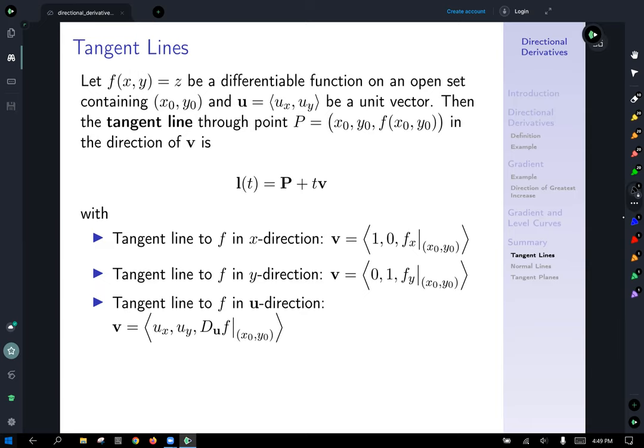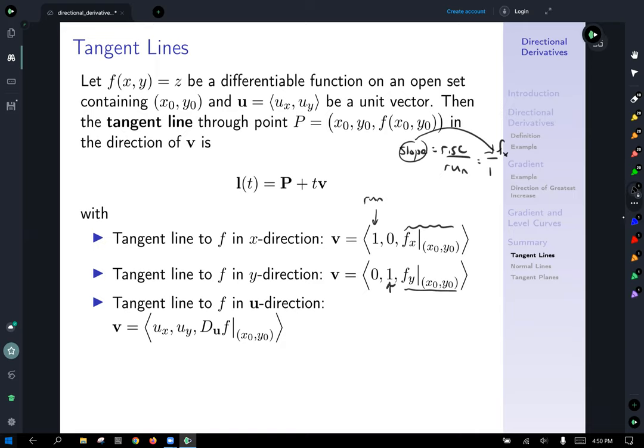So the tangent line to our surface f in the x direction is going to use a v vector given by 1, comma 0, comma the partial with respect to x. Why does this make sense? Because this is the slope of the tangent line in the x direction from that point. Remember, slope is equal to rise over run. And if run is 1, then slope goes on the top. In that case, it's our partial derivative. Similarly, for the y direction, we want our change in unit direction to be in the y direction, and then the change of our z output will be the slope given by the partial derivative.